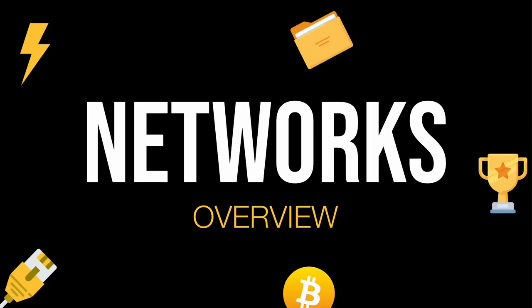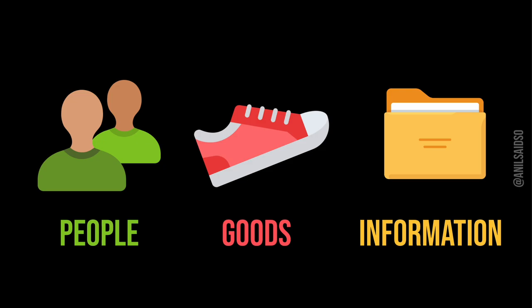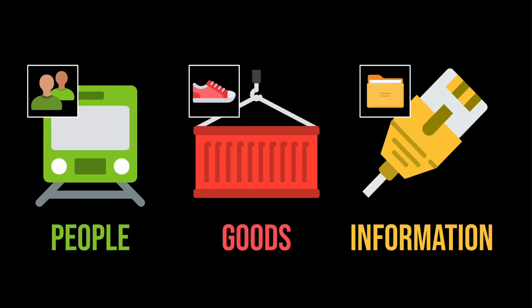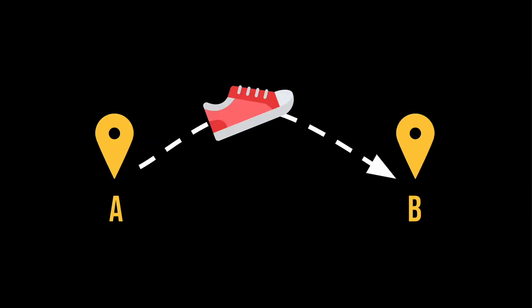In this video, we're going to take a high-level look at networks. More specifically, what do they do for us, why do they matter, and how have they changed over time? So we depend on networks to transport people, goods, and information all around the world. And networks are the actual infrastructure that help facilitate moving these things from A to B.